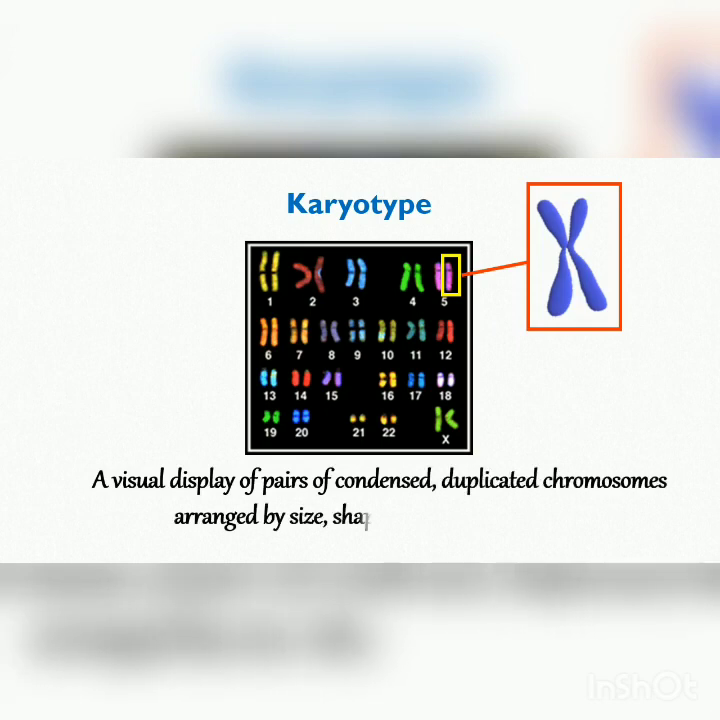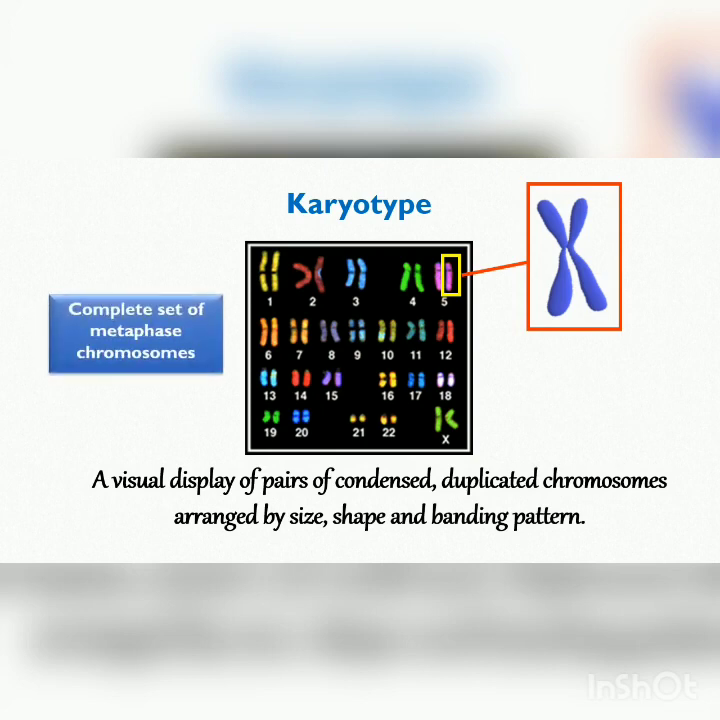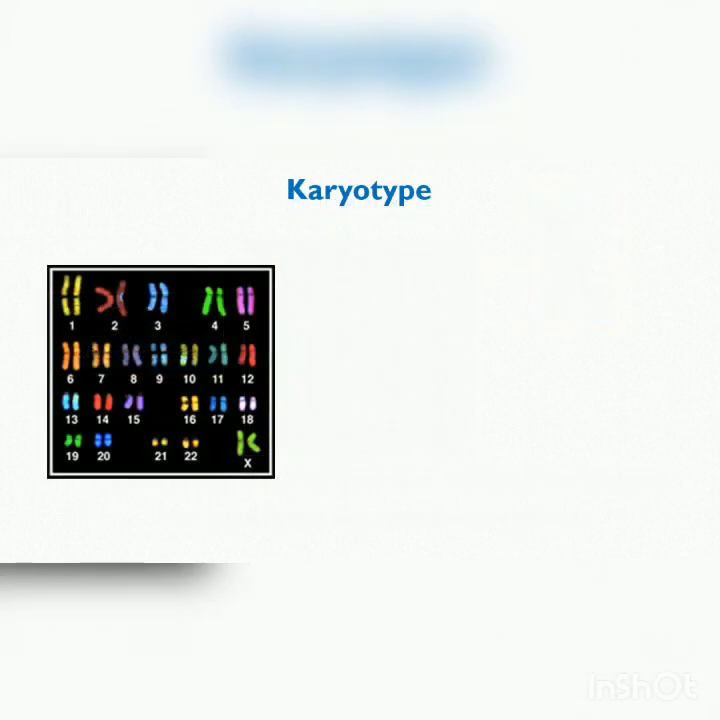And it is a visual display of pairs of condensed duplicated chromosomes. Now you will understand why I am saying repeatedly these are duplicated chromosomes, arranged by size, shape and the banding pattern. So karyotype contains duplicated chromosomes. Now we have 23 pairs of chromosomes, right?